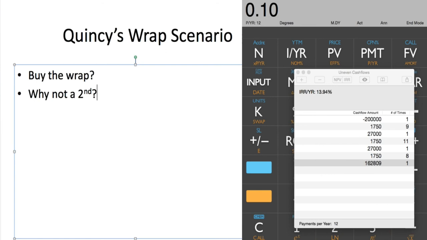And then the second is how do you buy the wrap and calculate your yield on that? Is that right, Joe? Yeah.